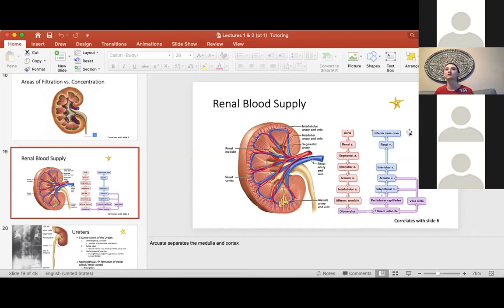This was important for us. The arcuate separates the medulla and the cortex. I don't think it maybe is important for you guys to know, but I would just look over this blood supply again.